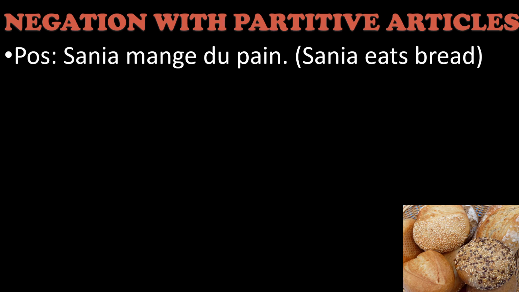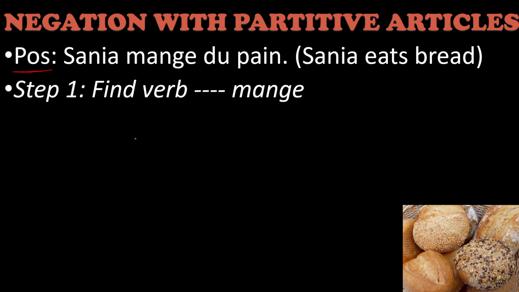So let's consider this sentence. POS, as in it's a positive sentence, the affirmative sentence. Sanya mange du pain. Sanya eats bread, or Sanya eats some bread. Now, your first step is to identify the verb. Find the verb in the sentence. So Sanya is the subject here, or the person, whatever you want to call it. Mange, eats, to eat. So this becomes the verb. Then you have du pain, which is the object, right? The bread is receiving the action of being eaten. So the verb in the sentence is mange.